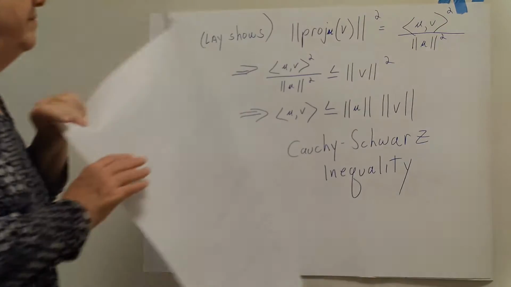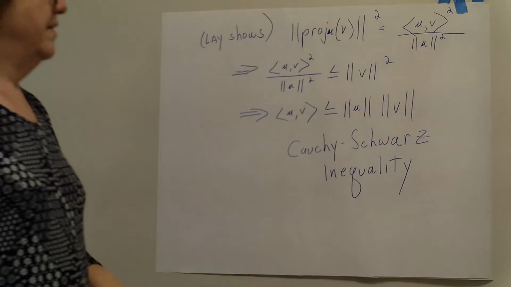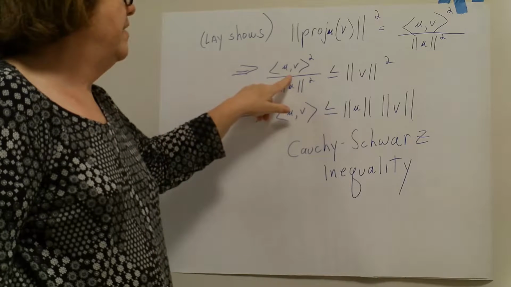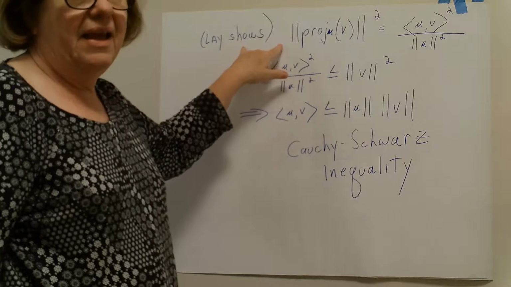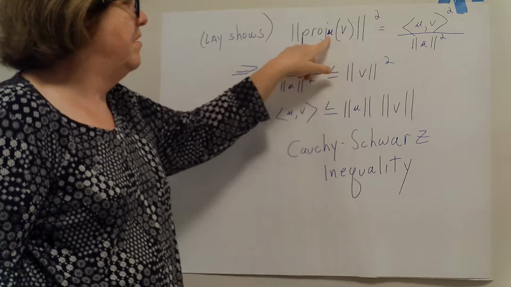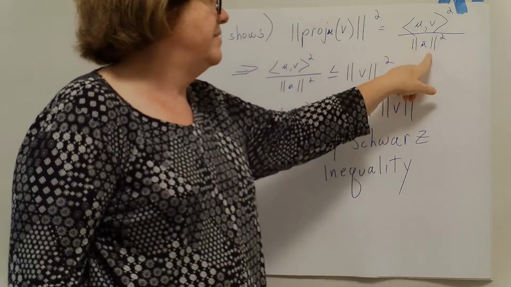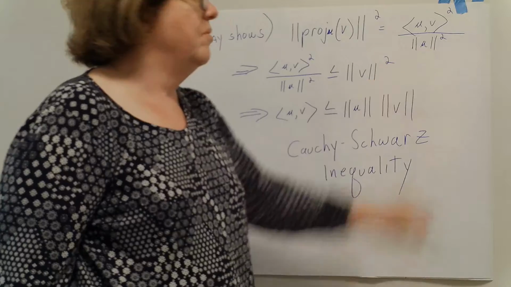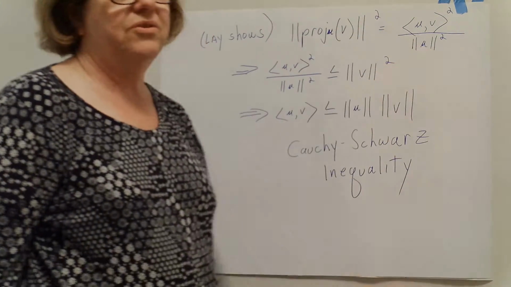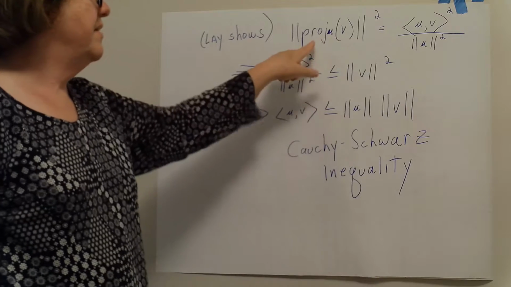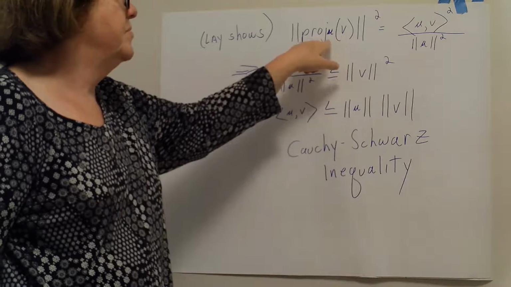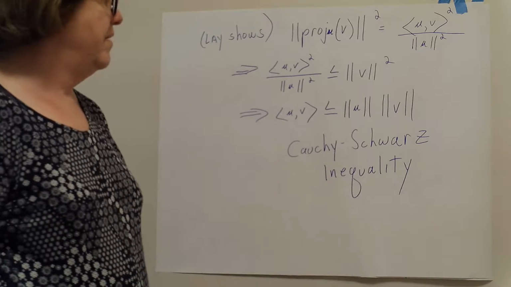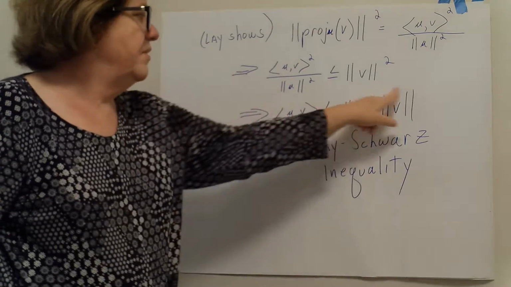Once you can say that, then you can say that, okay, in Lay, he shows that the projection of V onto U would be the inner product of U and V squared over the norm of U squared. He goes through the algebra to show that. And then you can say that since that's the norm of the projection of V onto U squared, and we just showed that it was less than or equal to the norm of V squared, then this inequality follows.